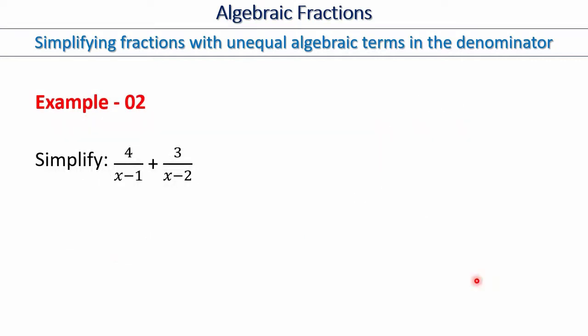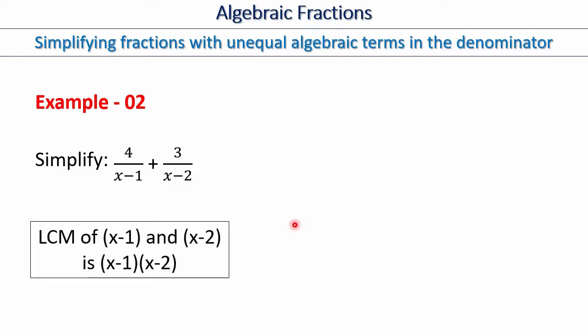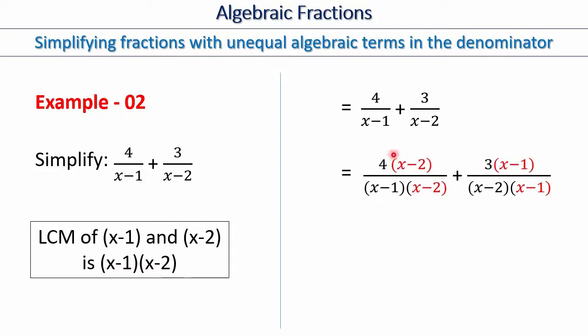Example number 2. In this example, they have given here algebraic terms x minus 1, x minus 2 as denominators. Then first step, we have to find the LCM of x minus 1 and x minus 2. How to find LCM I have explained in previous video, so you can go through that one. Then the denominator becomes x minus 1 into x minus 2. We have to make the denominators similar to this.